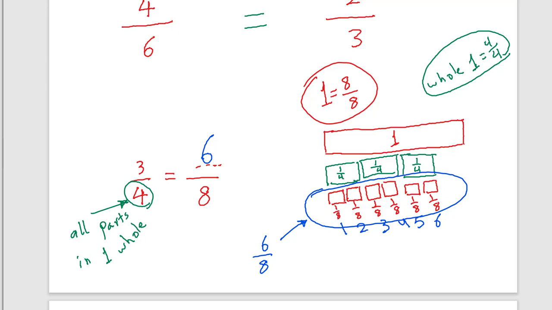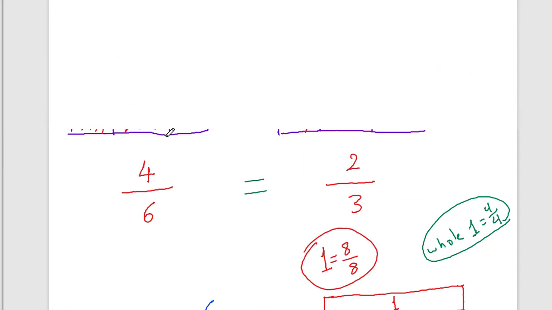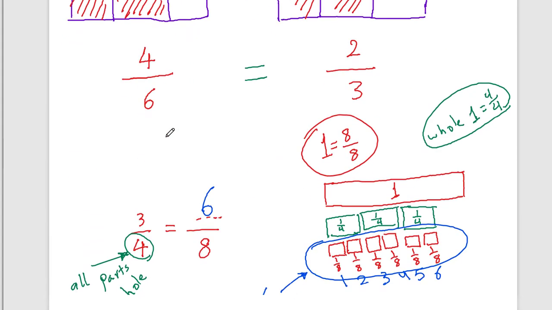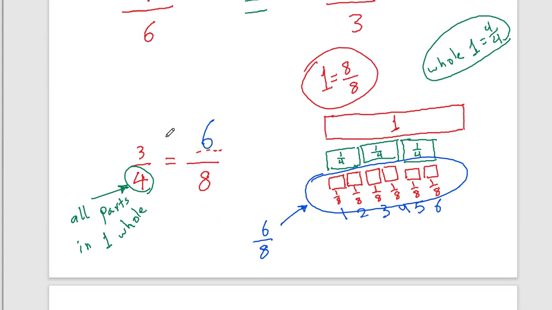Okay, so my heroes, now we know that to find equivalent fractions, we can use area models, like these models, and we can use fraction strips like these strips. Now, my heroes, let's move back to the book.